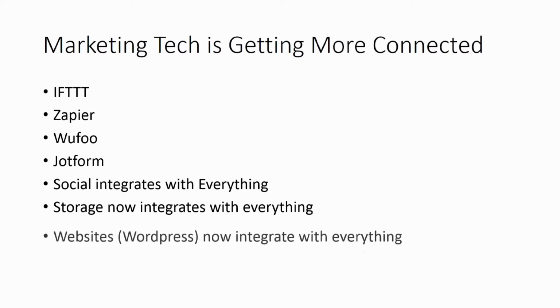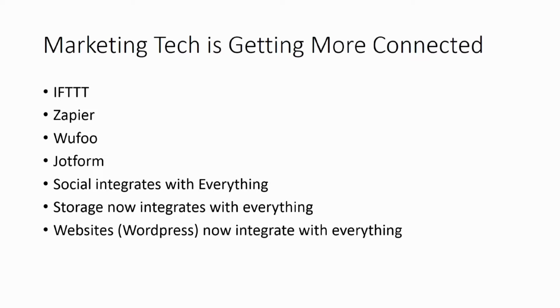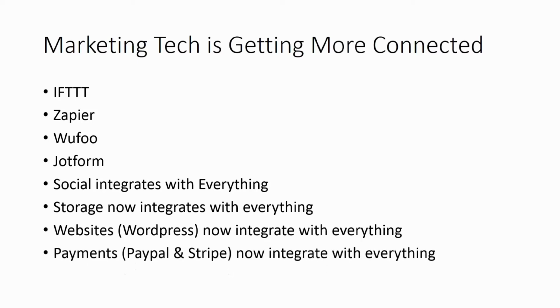You can now use your WordPress website in particular. You can integrate it with just about everything that we have talked about. So you can integrate everything. And now you can even integrate your payments: PayPal and Stripe and anything else you use. Some of you probably even use something called Bitcoin. You can do just about anything that you want and integrate and connect these things.